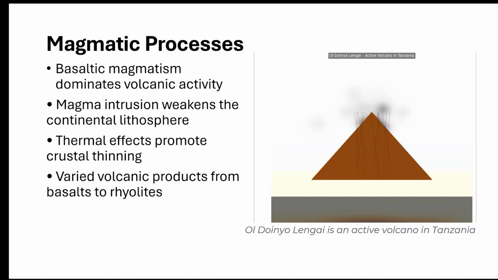So for the magmatic process, it's important to know that basaltic magmatism dominates the volcanic activity, and as the magma intrudes the lithosphere, it weakens the continental lithosphere, giving rise to faulting and rifting. Then it's also important to know that the thermal effects promote crustal thinning, whereby we have thinning on the surface, just like we did in our course. I can't remember the chapter in our course.